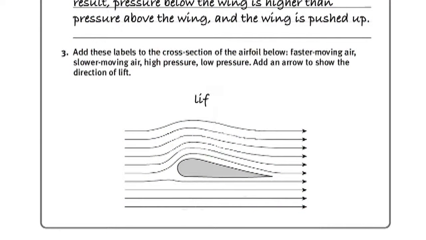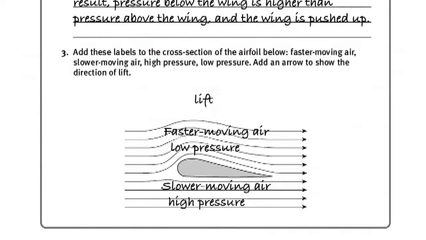Have students label the airfoil diagram on their activity sheet: faster moving air, slower moving air, high pressure, and low pressure. Then have them draw an arrow to indicate the direction of lift. Finally, let students know that in the next activity, propeller planes, they are going to discover how some airplanes use spinning airfoils to propel them through the air.